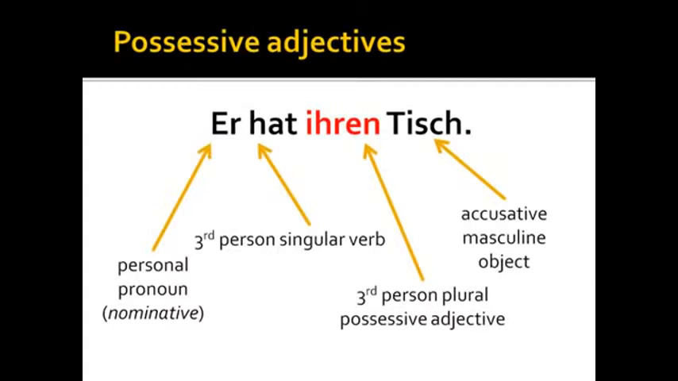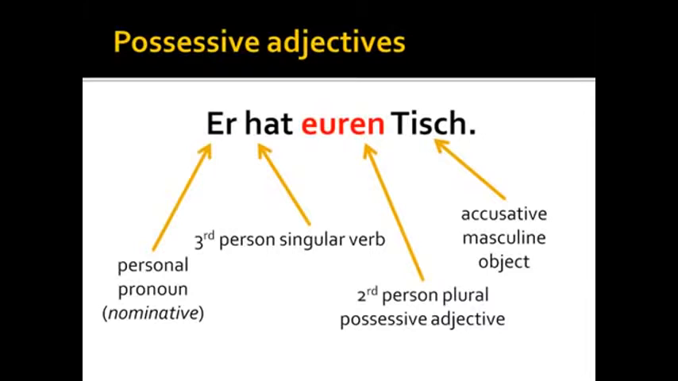However, the stem of the possessive adjective is different because it doesn't refer anymore to my table or mein, it refers to hers, or ihr. So stems of possessive adjectives can change. However, the endings of those possessive adjectives will always follow the pattern we are familiar with, and that is the way we decline indefinite articles, the ein words.